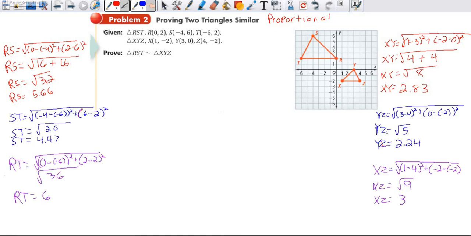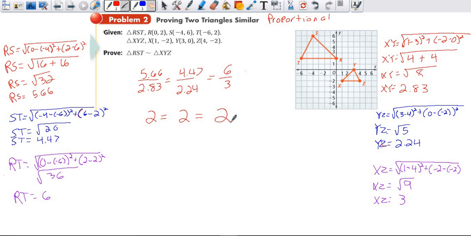All right, so now that we have the distance formula done for all 3 sides of each triangle, now we need to set up our proportion. So we're going to take the 5.66 and we're going to put it over top of the 2.83 because those are the ones that match, right? Then we're going to take the 4.47 and we're going to put it over 2.24. And last, we're going to take 6 and put it over 3. And what we need to do is we need to put all of those in our calculator and reduce them one at a time. If we reduce the first one, we get 2. If we reduce the second one, we also get 2. And if we reduce 6 over 3, we would get 2 as well.